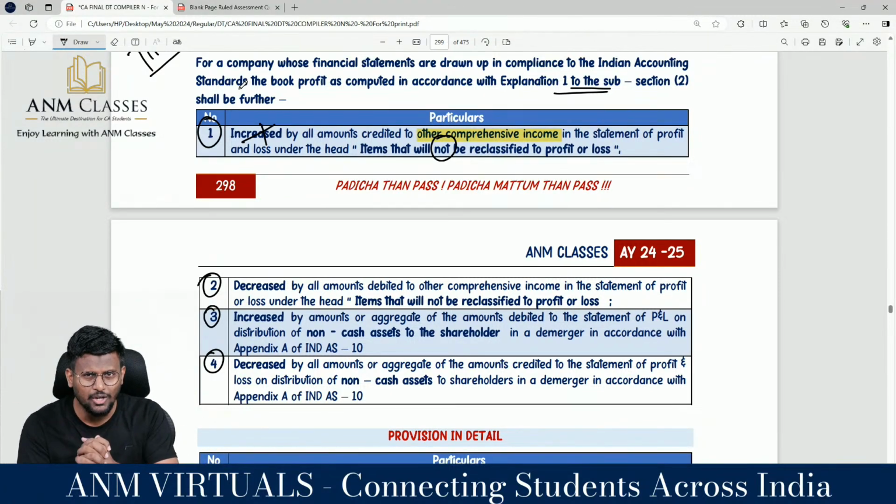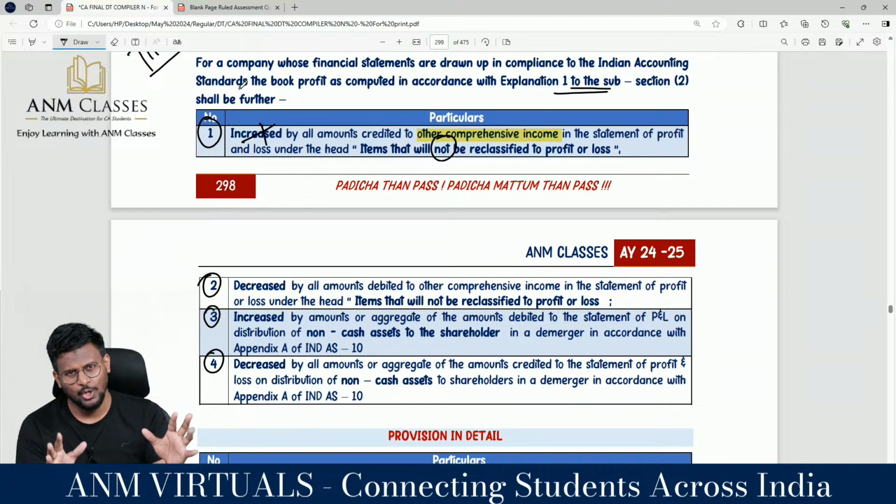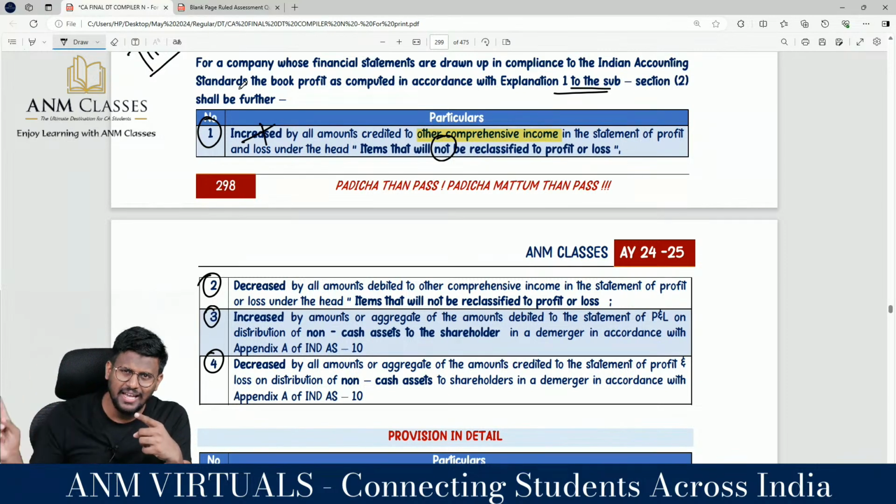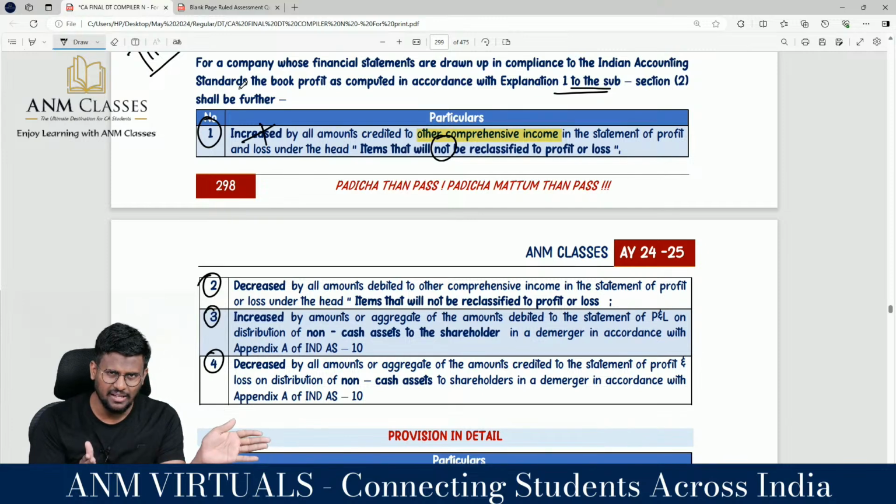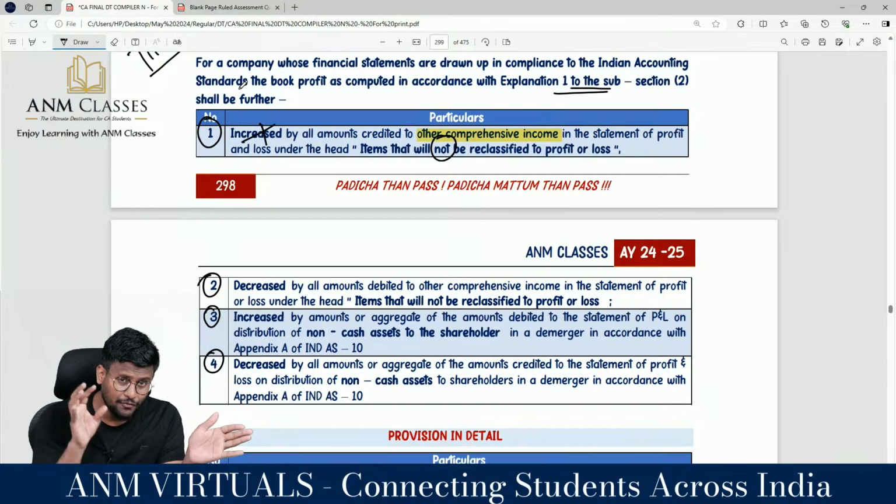But items that will not be reclassified to P&L, my dear lovable students, if we leave that item now, there is no chance of taxing it later. So if you are debiting any item to P&L and crediting any item to OCI, that is other comprehensive income, and if that is a category of item which cannot be reclassified to P&L, don't leave it, make the adjustment.